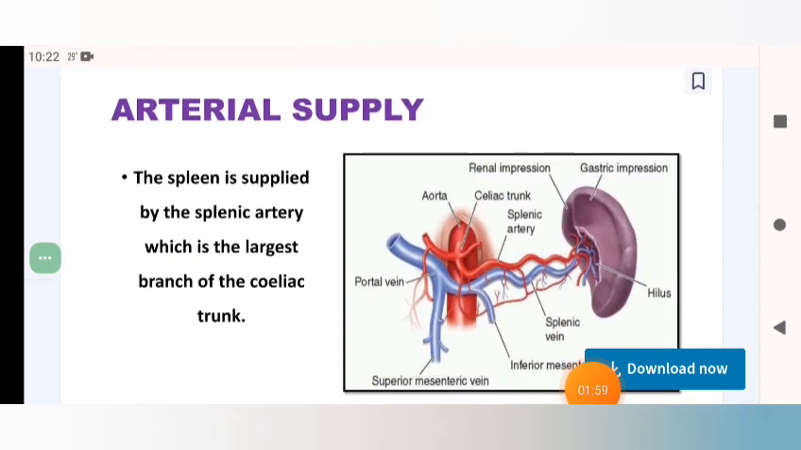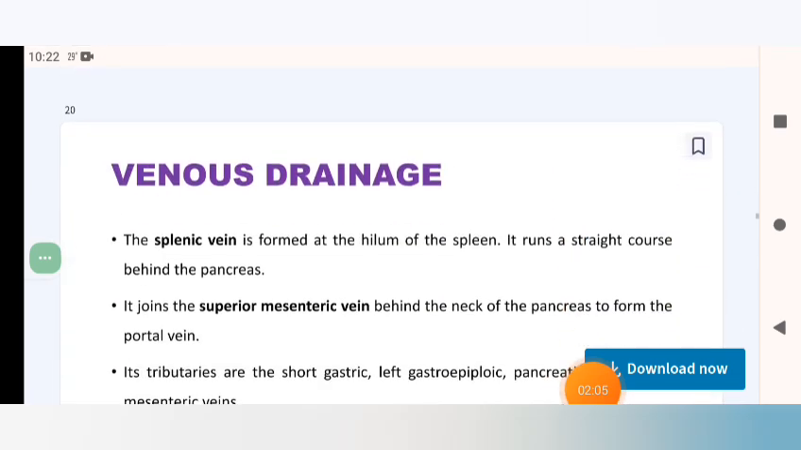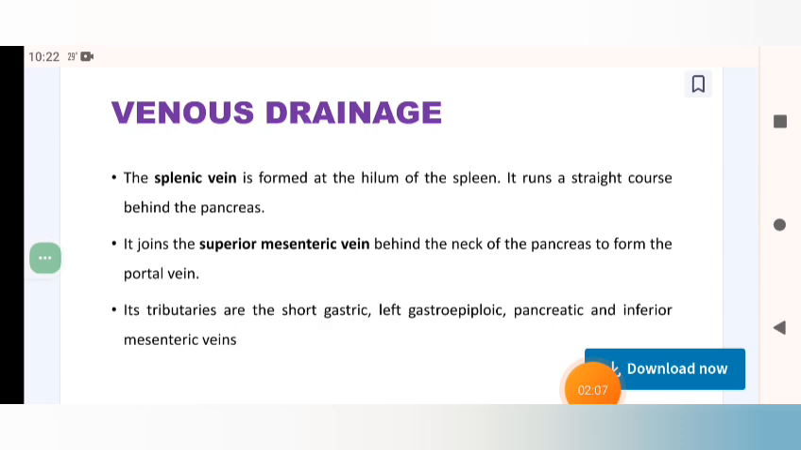Arterial supply. The spleen is supplied by the splenic artery, which is the largest branch of the coeliac trunk. Venous drainage. The splenic vein is formed at the hilum of the spleen.